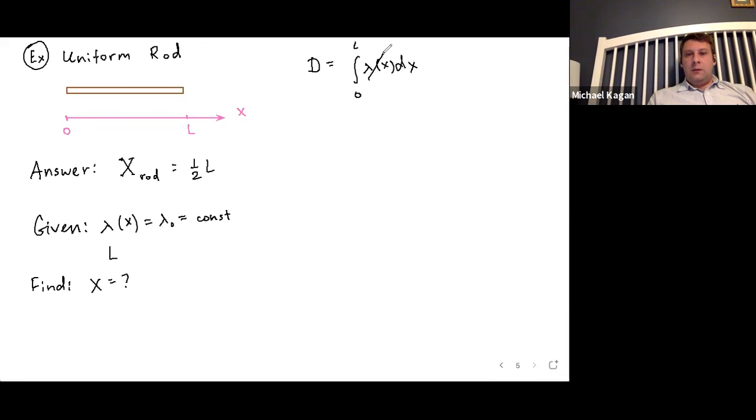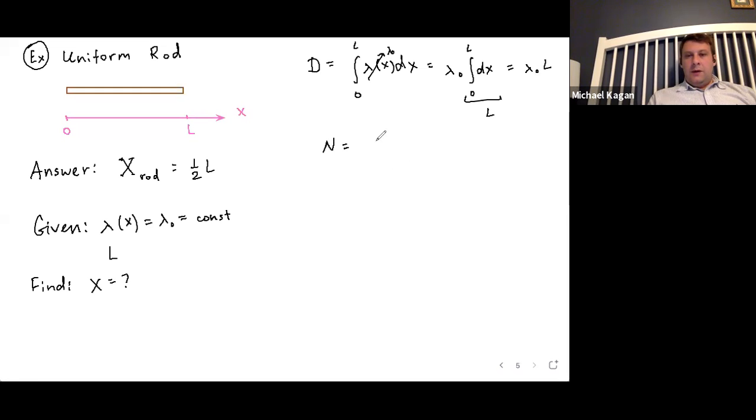So now we know that this is lambda naught. We can factor it out of the integral and have lambda naught times the integral of dx from 0 to L. And obviously this integral is just L. So this is lambda naught L. So far, so good?